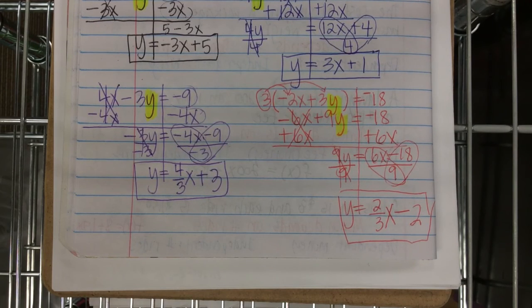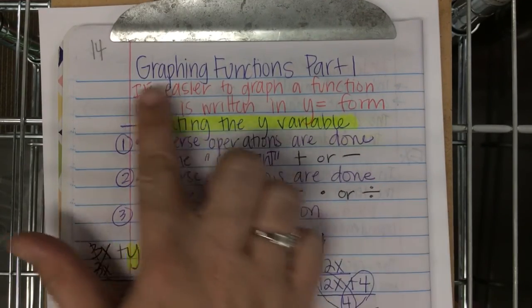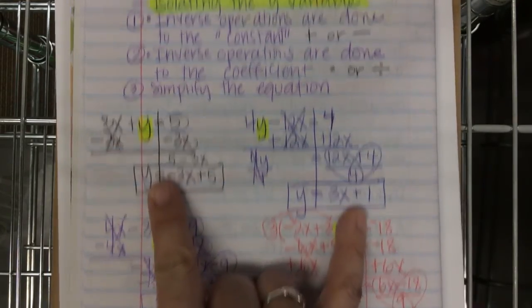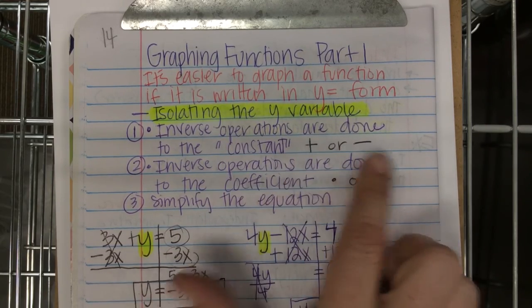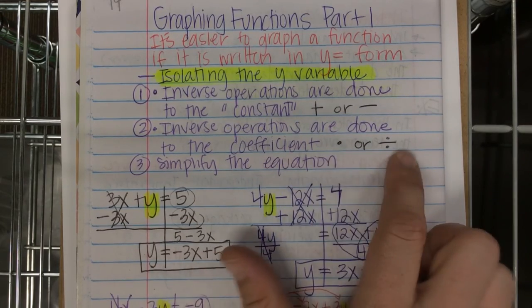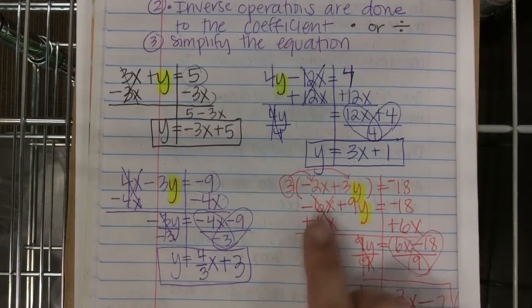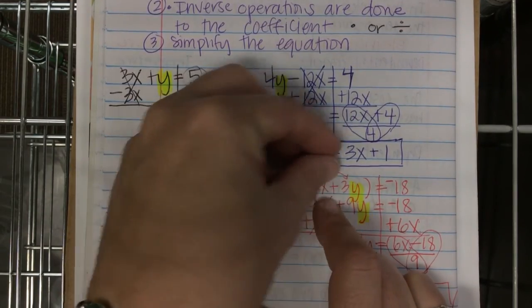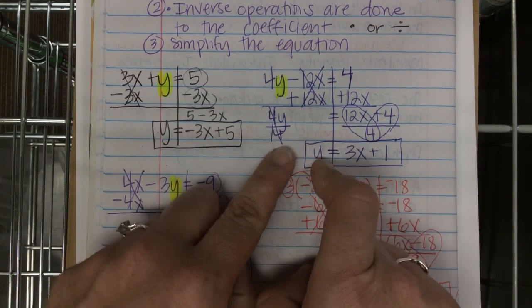So remember, when you're isolating the y variable, that's graphing part 1. In order to graph, it needs to be written y equals. So we do inverse operations to the constant, plus or minus. We do inverse operations to the coefficient, multiply or divide, and then we simplify the equation. Then you could take out that y, you could erase the y, and you could replace it with the function sign. And it would be a function.